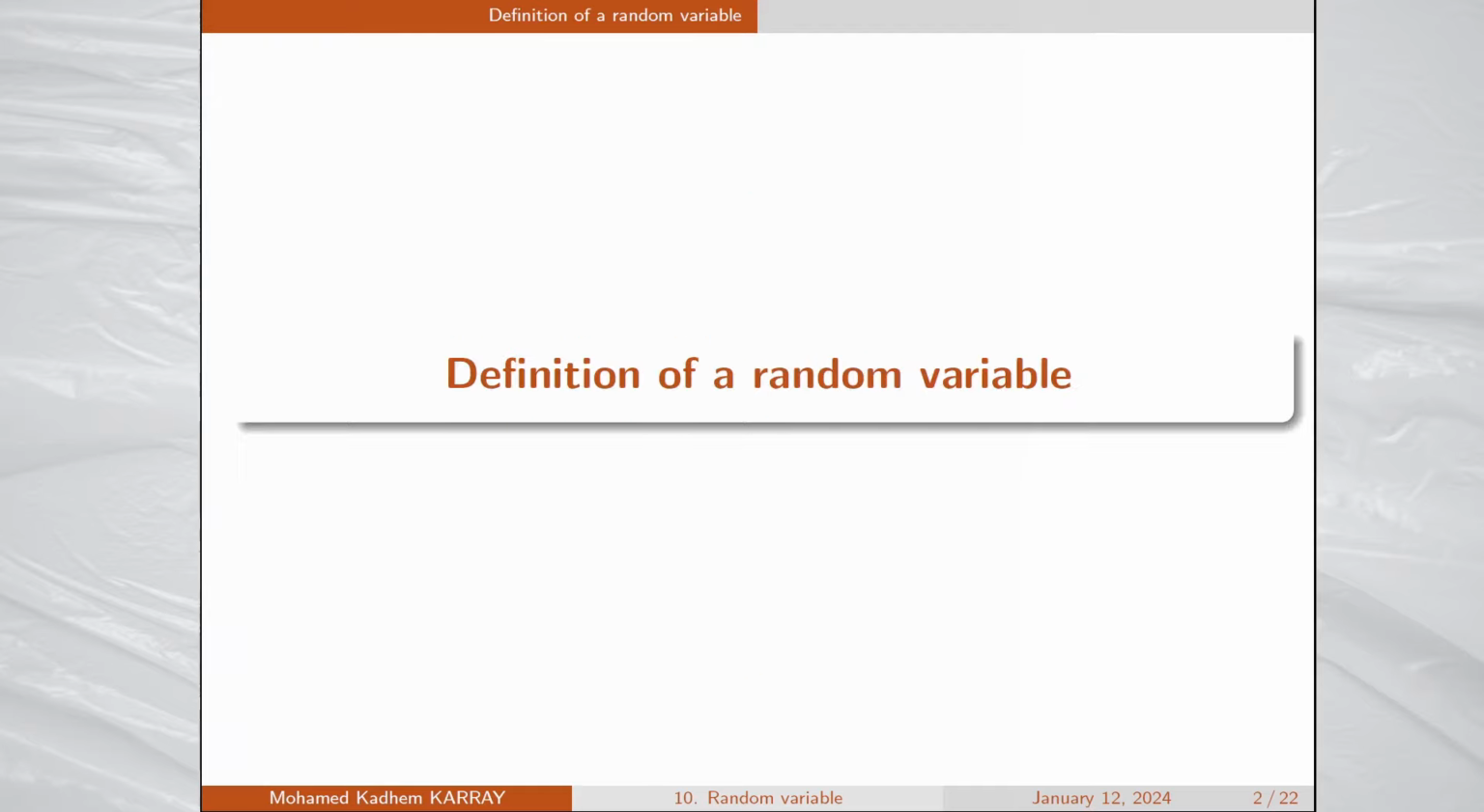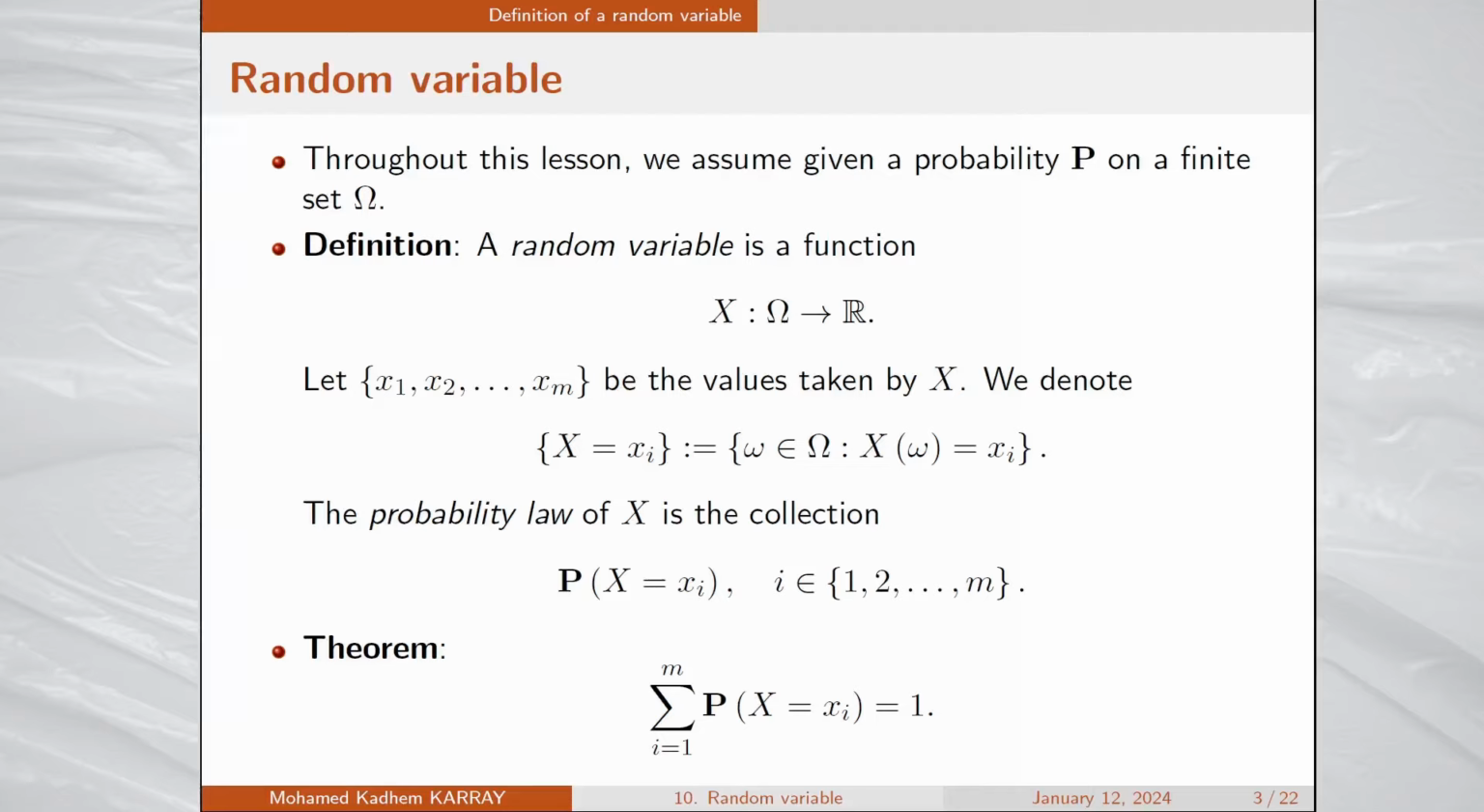Let's begin by defining a random variable. Throughout all this lesson, we assume given a probability P on a finite set omega. Remind that this means that P is a function from omega to the interval [0, 1]. Remind also that omega is called the universe for the probability.